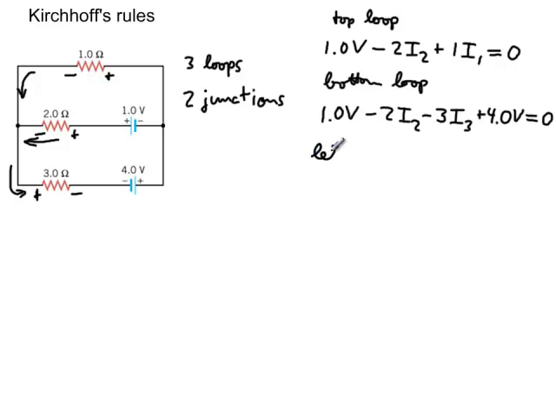So left junction, where the current is flowing in, and another current is flowing in, and that current is flowing out. So two currents that flow in equal the current that is flowing out.